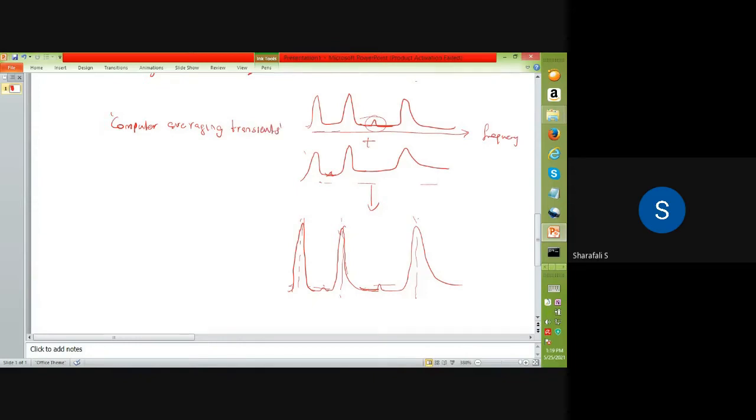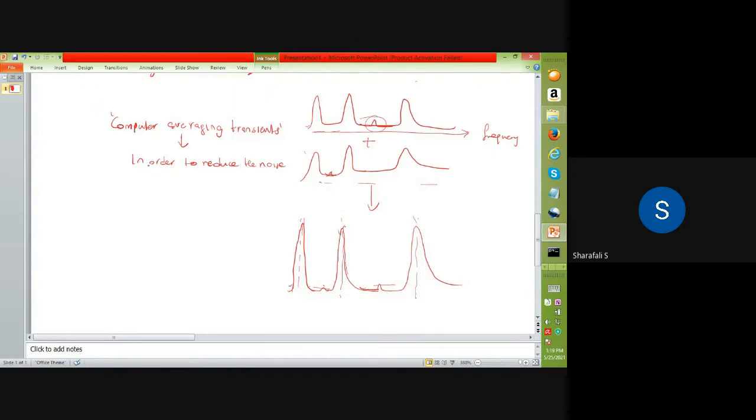So this is the technique, computer averaging of transients, where we add up all these signals by doing the same experiment twice, or many times, in order to reduce the noise. So this technique is computer averaging of transients.